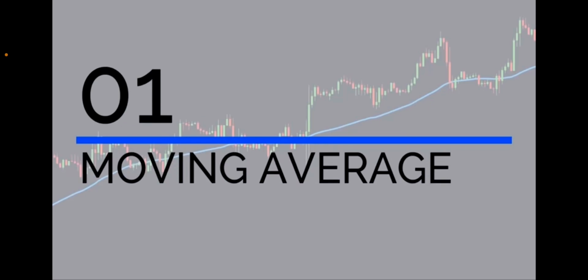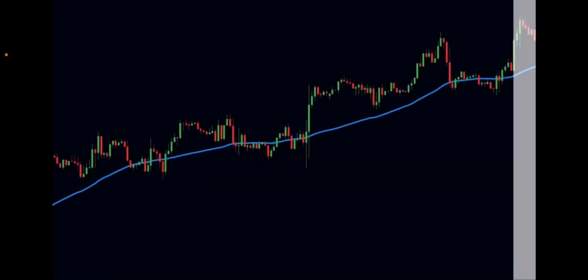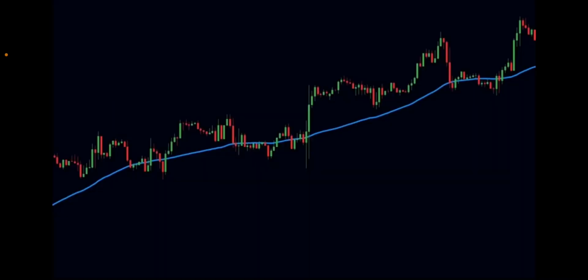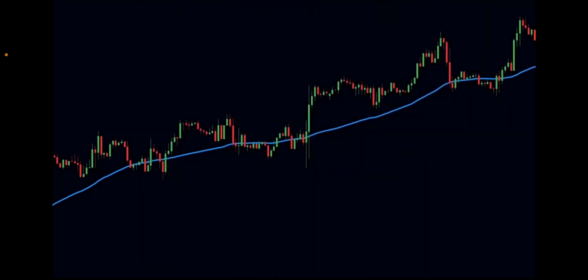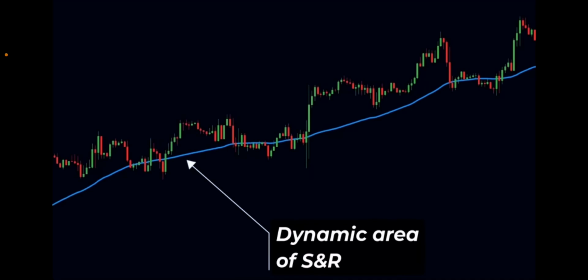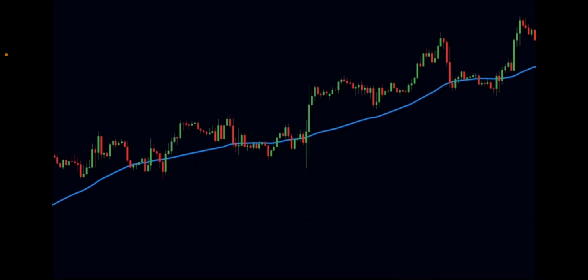So, the first confirmation is a simple moving average. If you have watched my earlier videos, you will already know my love for moving averages. They are a very simple yet powerful tool that can help us in identifying high probability trades. As I have already stated in my other videos, a moving average acts as a dynamic level of support and resistance. It also helps us in identifying the trend.